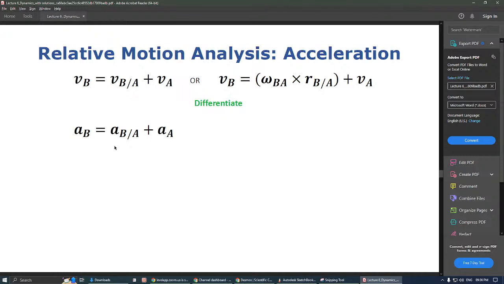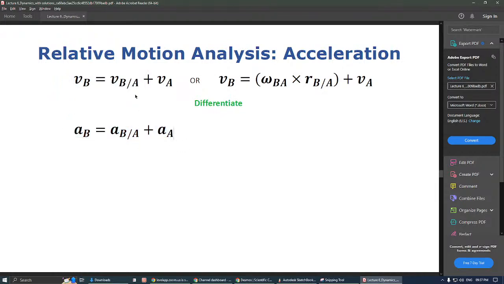So similar to the velocity equation, we will also have an acceleration equation. Subscript values are the same. Here also you have B, here also we have B. Here B with respect to A, B with respect to A. Here A, here also A. Take the velocity equation and just replace V with A. You will get acceleration.